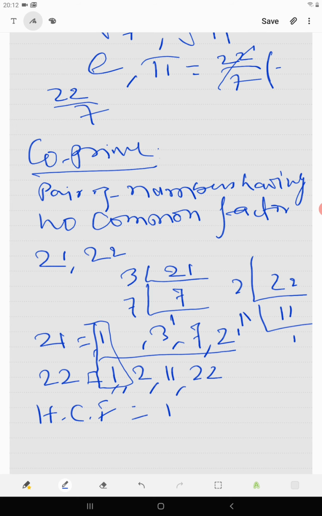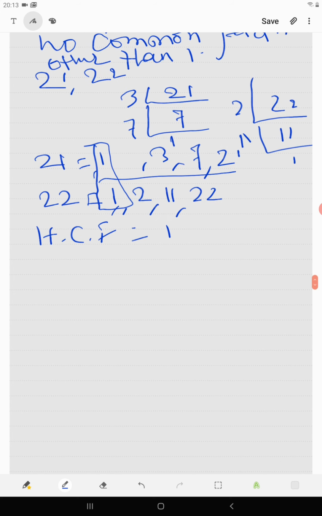So co-prime numbers have no common factor other than 1, meaning the only common factor is 1. As simple as that. And the HCF should be 1. So this pair of numbers is called co-prime. Clear? Co-prime is a pair of numbers having no common factor other than 1. Then the pair of numbers will be co-prime.